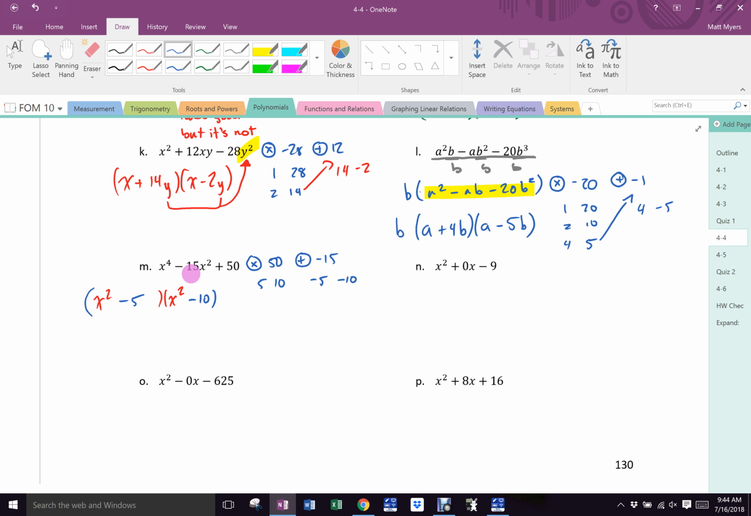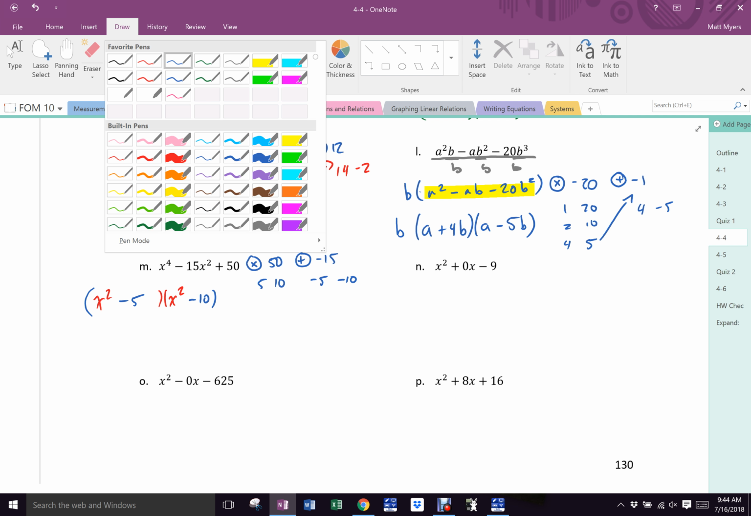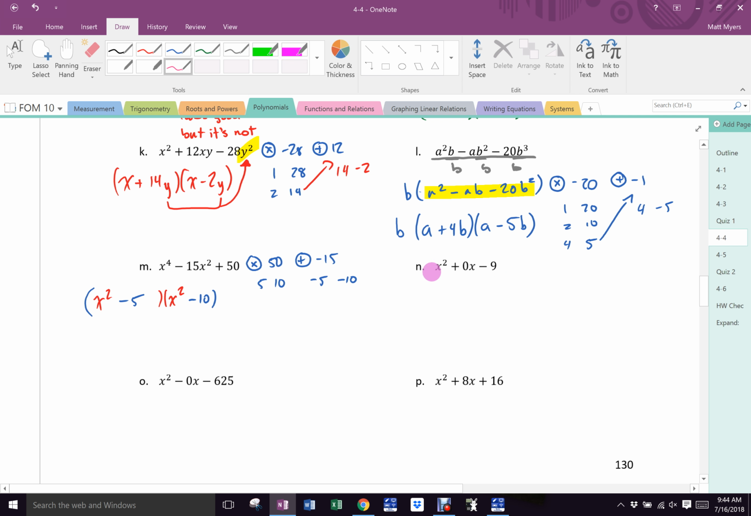Now, n is written in a stupid way, because the next thing I'm going to teach you is very helpful for it. What would we really write here instead of this? What's this really? X squared minus 9. 0x is 0, isn't it? So that's what this really is. What I'm about to teach you next will use this. But to get there, I want to do this.